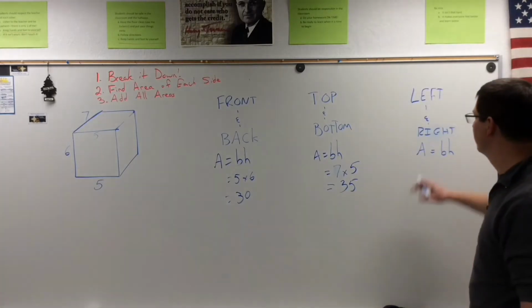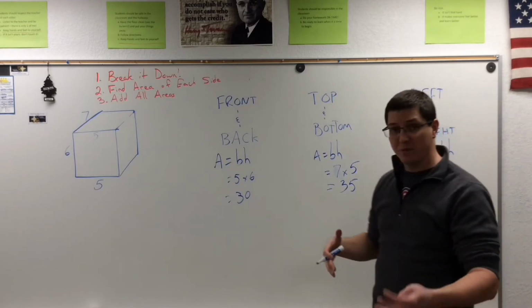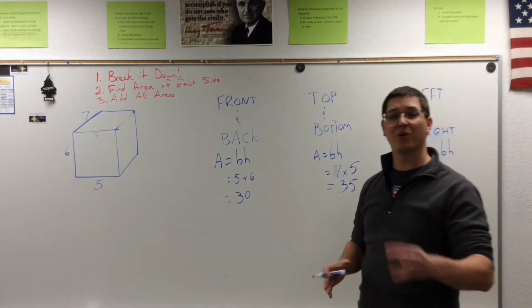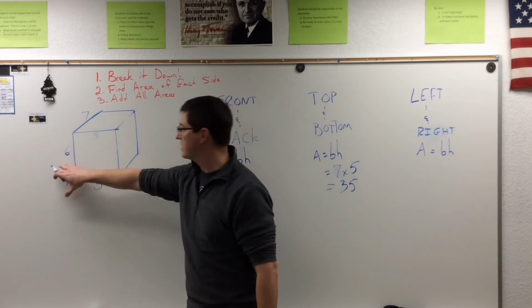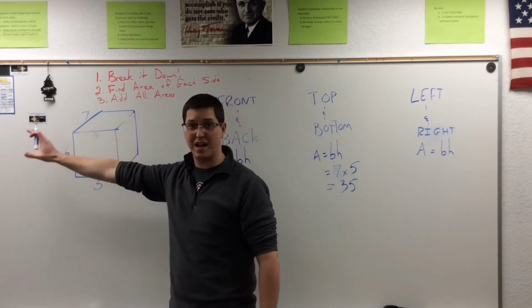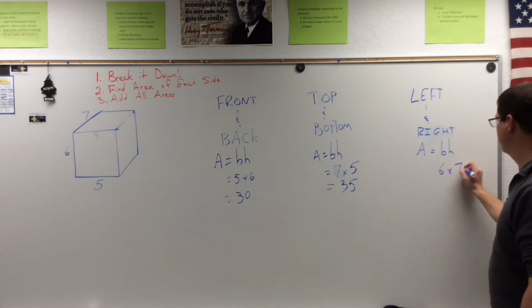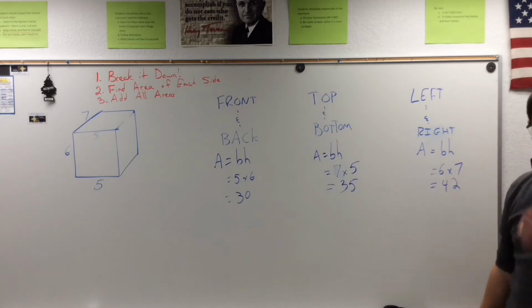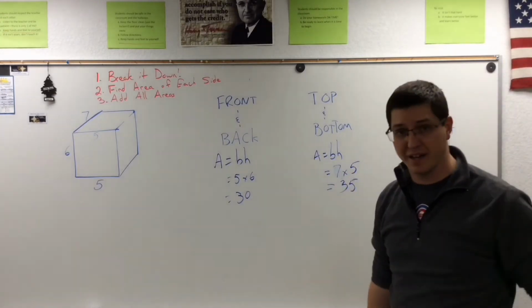This is nice. And now we have the left and the right side. Pay attention, because sides are sides. Sometimes people want to throw the base in there. No, use the sides that were given. So I have a 6 and a 7. That's the side. So I'm going to use that. 6 times 7 equals 42. There we go. We've now finished step 2. Find the area of each side.